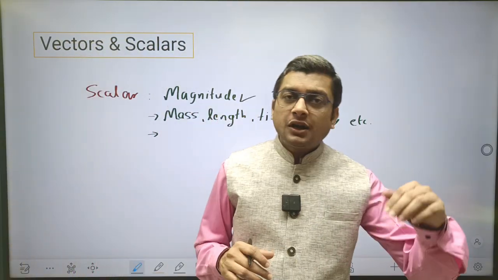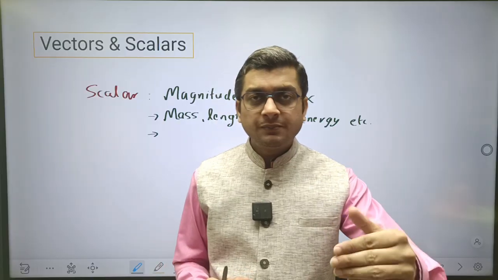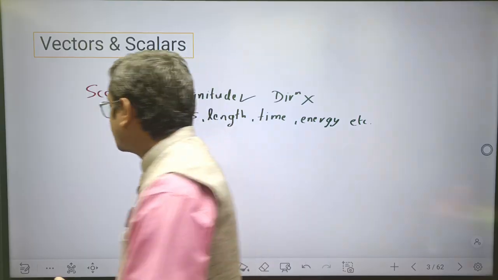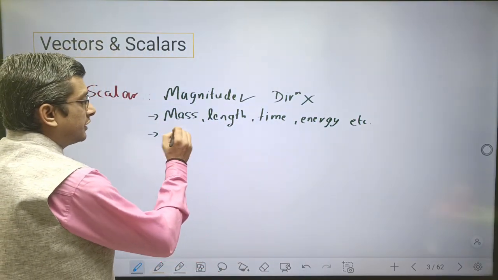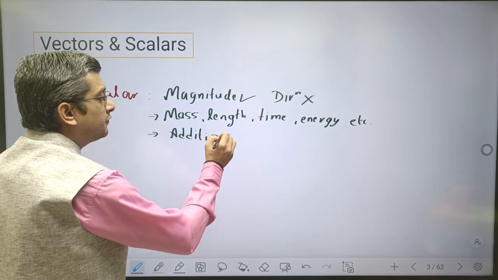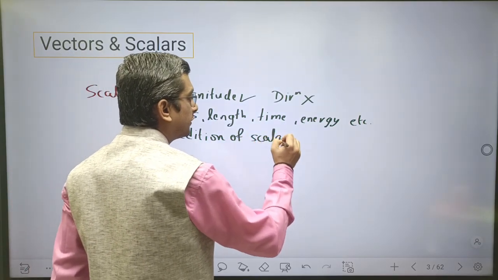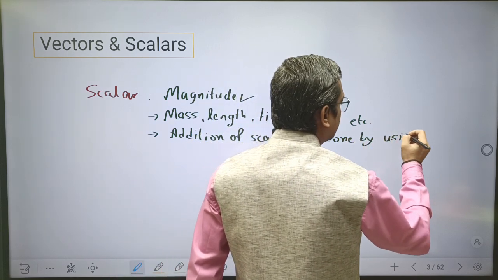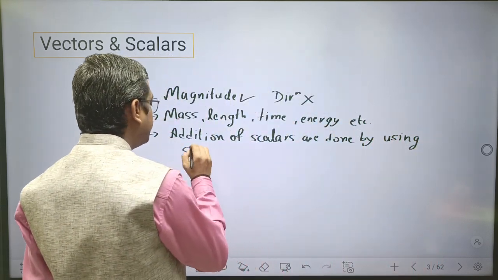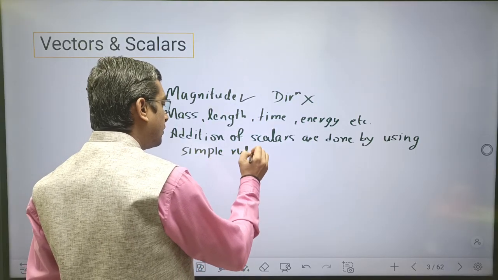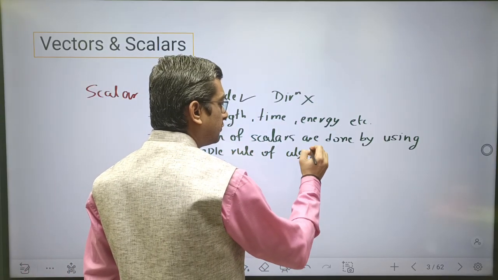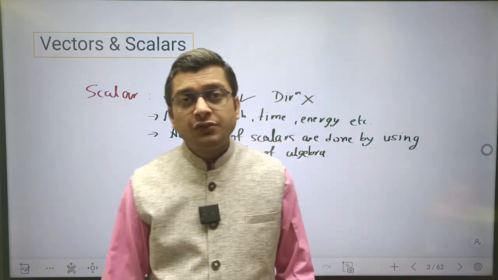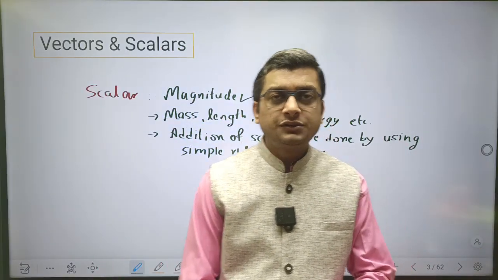But dear students, what happens? There are certain quantities which have direction, but they don't follow laws of vector addition and they are treated as scalars. The second point is addition of scalar quantities. Addition of scalars is done by using the simple rule of algebra, that is 2 plus 3 is equal to 5, 3 minus 2 is equal to 1. These are the simple rules of algebra which you have studied since class 1.